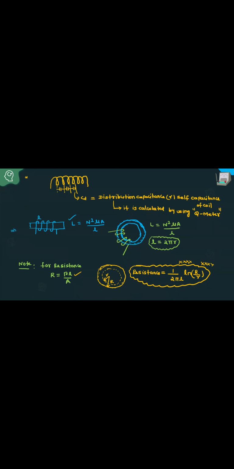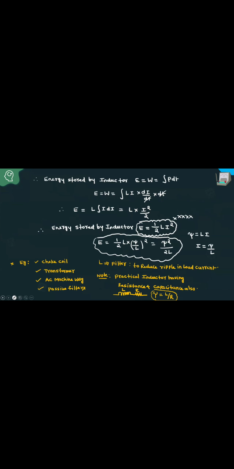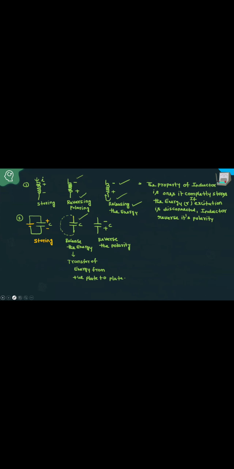Okay, this is about the detailed discussion of the inductance. The properties of inductors are very important. Inductance cannot allow the sudden change of current. Initially, the inductor acts as an open circuit. Finally, the inductor acts as a short circuit. Inductor cannot allow the sudden change. Inductor stores the energy in the form of magnetic field. All these points you have to consider.